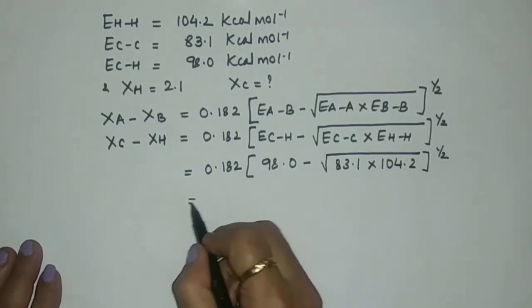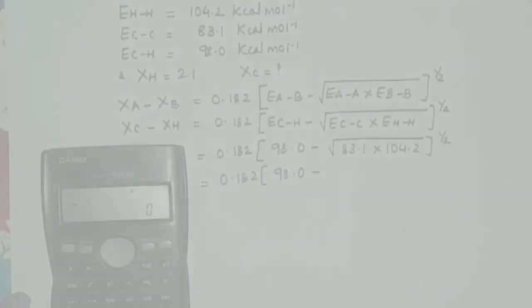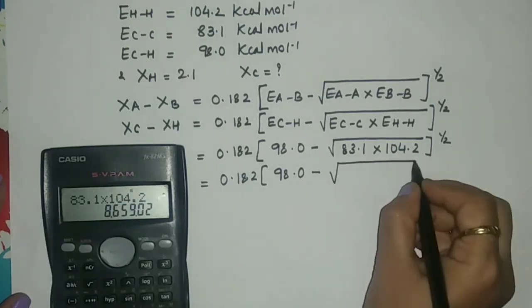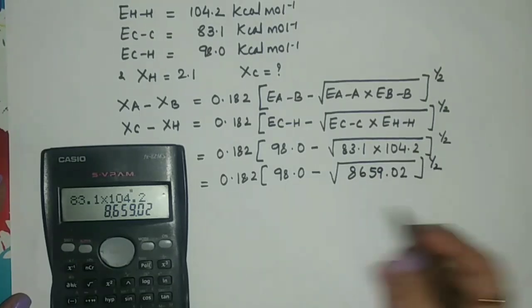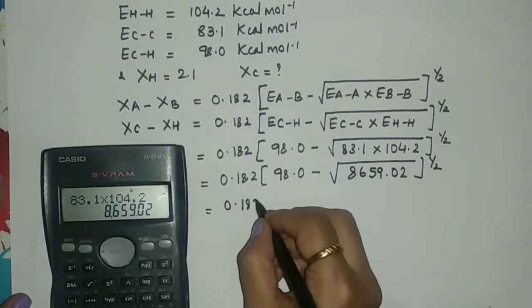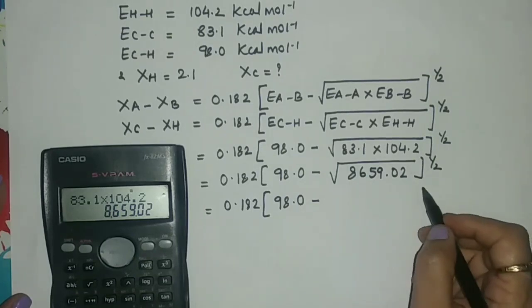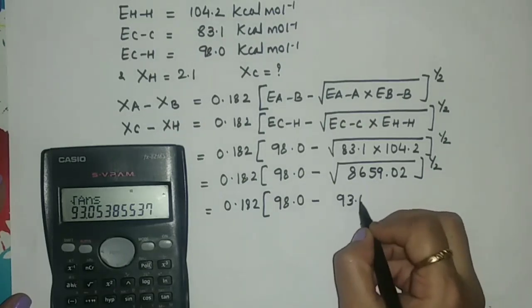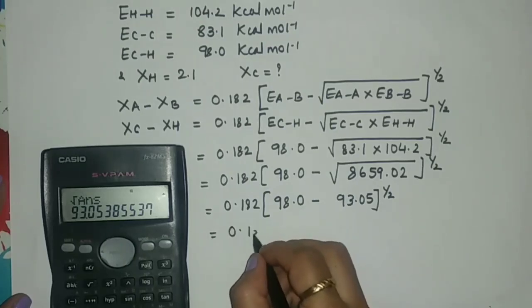Which is equal to 0.182 in bracket 98.0 minus, so 83.1 multiplied by 104.2. The answer comes to 8659.02 raised to 1 by 2, which is equal to 0.182 in bracket 98.0 minus, let us find out the square root of the answer. The square root of the answer you get as 93.05, raised to 1 by 2, which is equal to 0.182.